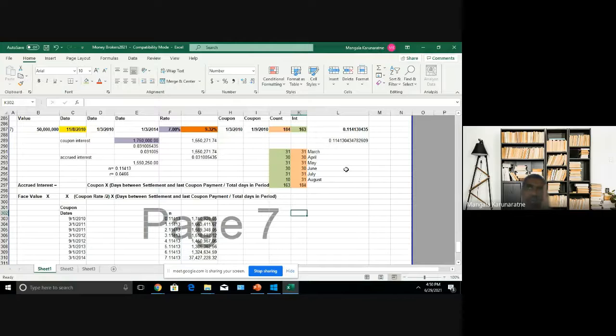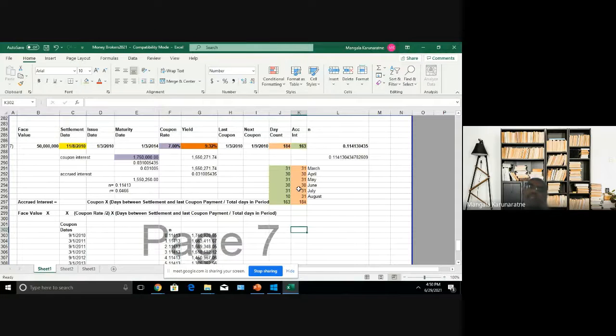So 184 days equal to 1, right? Now when you do a calculation for a broken period, accrued interest or N or whatever it is, you have to take the exact number of days. That is 184 days for the coupon, and for the current coupon, it's the running coupon, and 163 days for accrued interest, right? So you take the exact number of days.